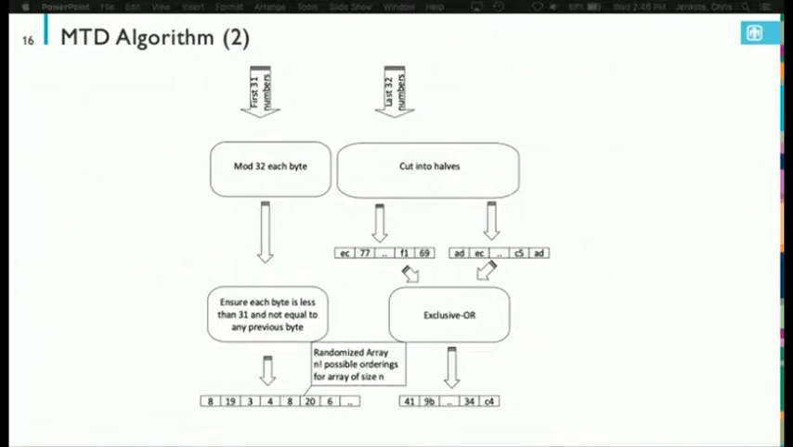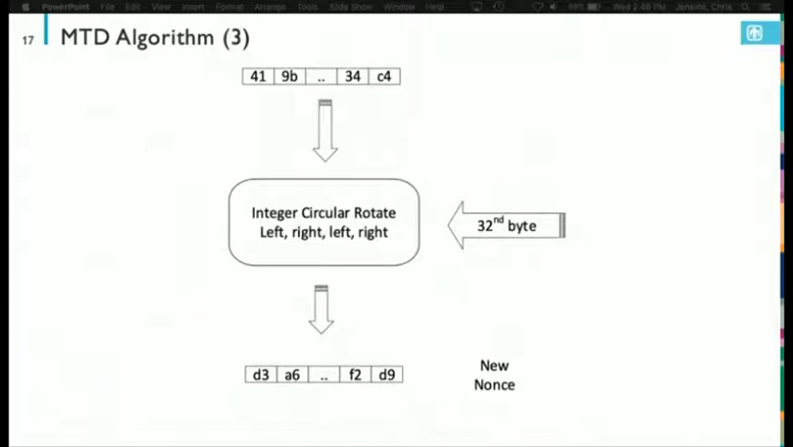On the other half of the screen, we take the last 32 numbers, we cut them into halves, so 16 bytes and 16 bytes, we XOR them, and we get an answer out. So taking that answer that we just got out, we take that 32nd byte, and we do a circular rotate on integer, or 4 bytes at a time. Left, right, and that's arbitrarily chosen. It could be a different combination. And then we get out a new nonce.